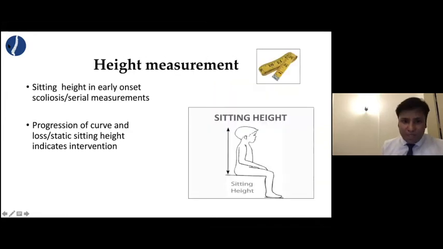Height measurement. Now, it's important in scoliosis because in early onset cases, the sitting height reflects the truncal growth. And if serial sitting heights do not increase while the curve increases, this indicates that there is a need for intervention. The spine is growing sideways rather than vertically, and then sooner or later, this patient will come back to you with breathing difficulty.